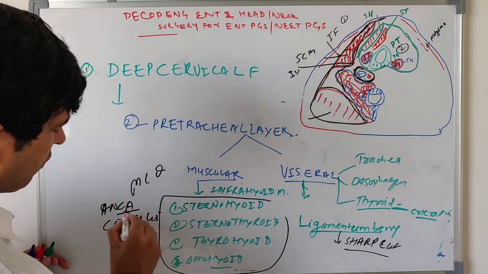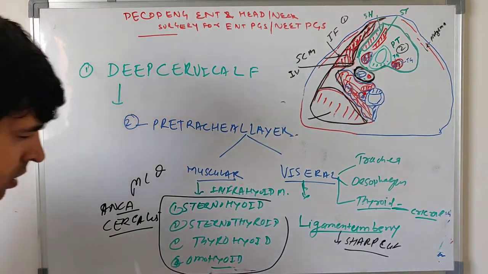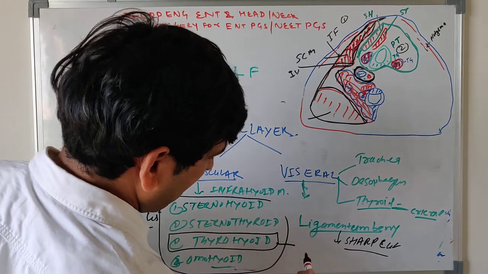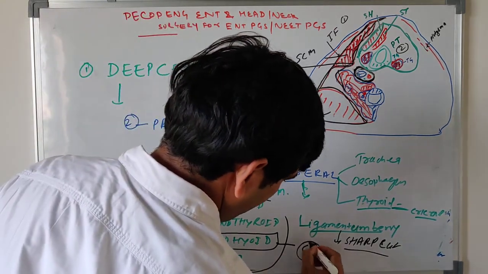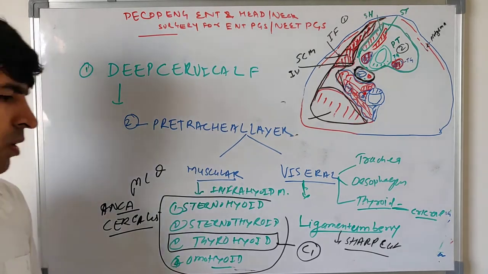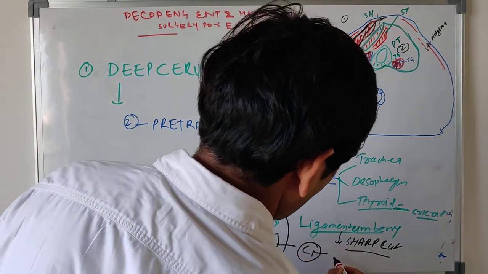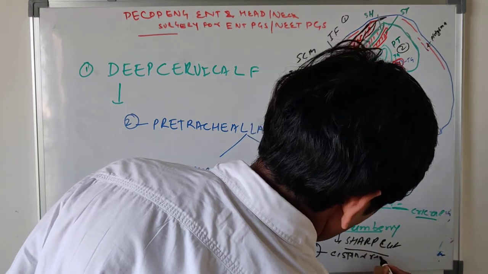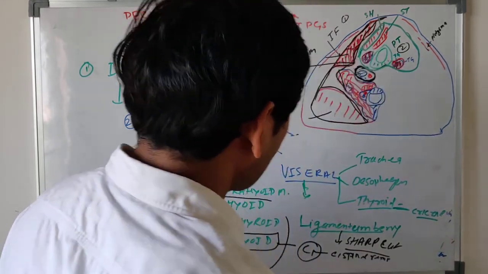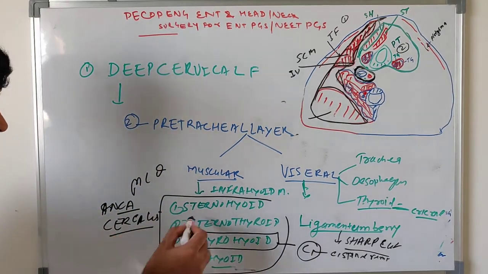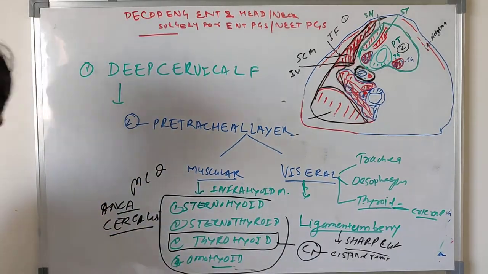Ansa cervicalis, all except thyroid, which is supplied by a separate branch of C1. Ventral ramus of C1, cervical vertebra, cervical plexus. C1 spinal element separately supplies the thyroid. The rest of these muscles are supplied by the ansa cervicalis.